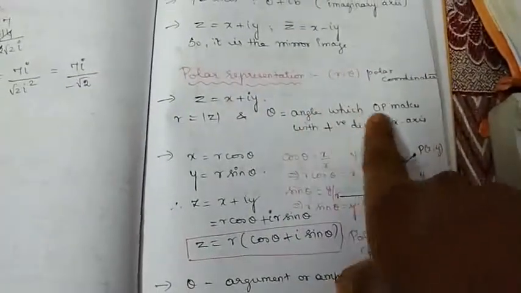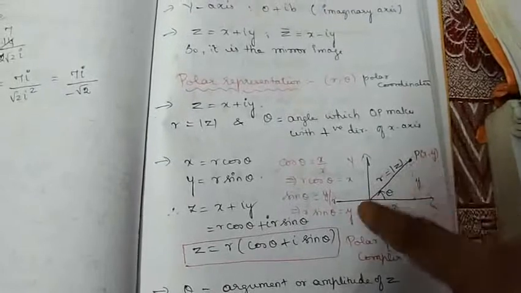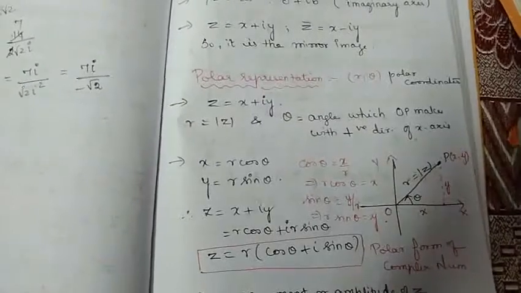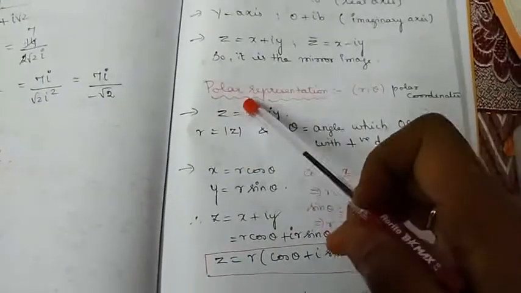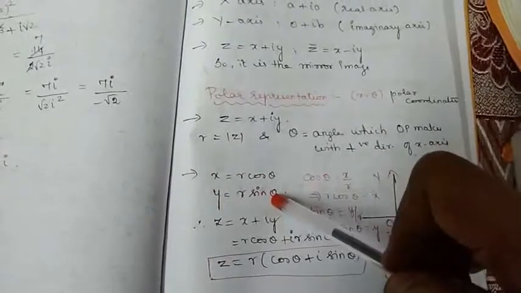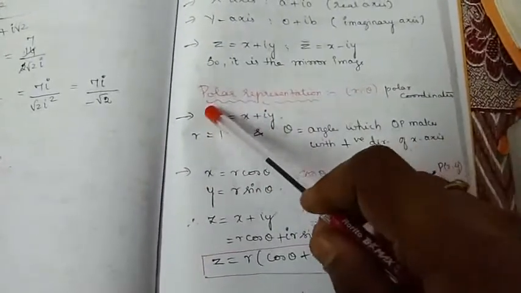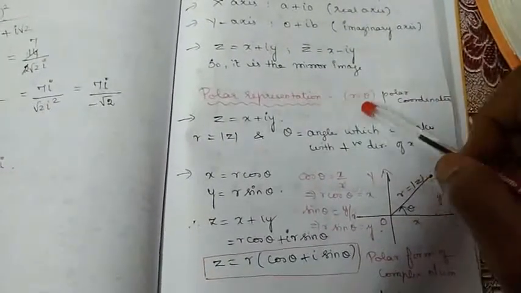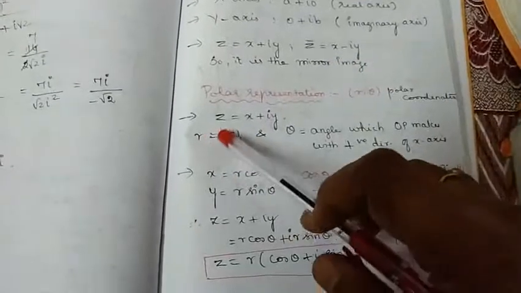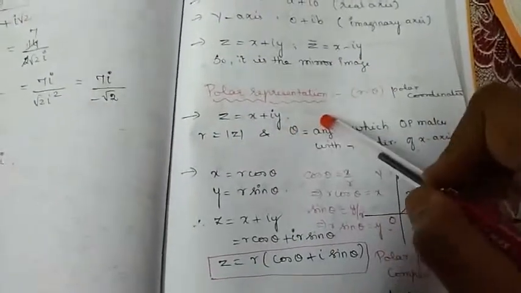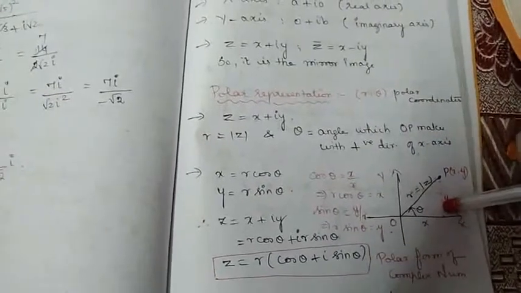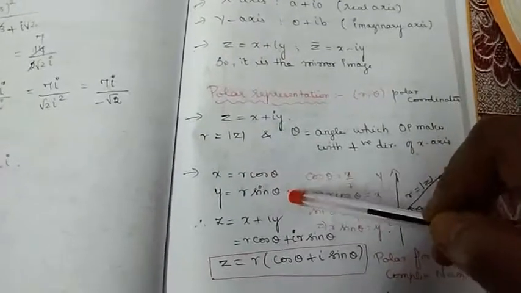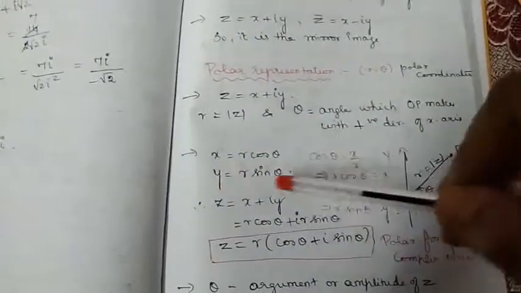And theta is the angle which OP makes with the positive direction of the x-axis, where x is r cos theta, y is r sin theta. So when you express a complex number in polar coordinates, it should be written in terms of r and theta, where r is the modulus of z and theta you have to find out. Theta is the angle made with the positive direction of the x-axis. And the relation between x, y, r and theta is x is equal to r cos theta, y is equal to r sin theta.